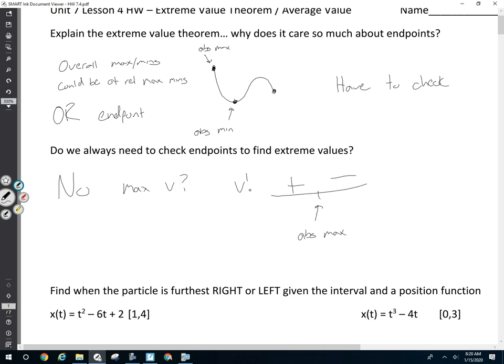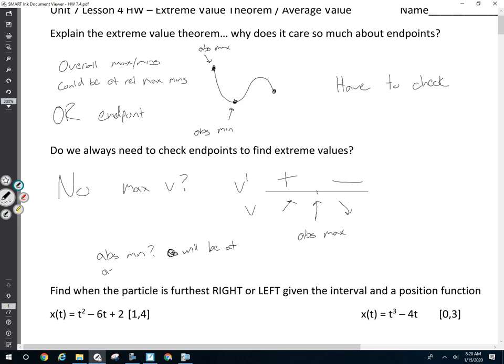Because if v prime is positive then negative, v is going to be going up then going down. So doing a sign analysis can help you eliminate what we can say are potential candidates. So that has to be the absolute min. Now, absolute max right here at this location. Now, the absolute min could be at either of the endpoints. It will be at an endpoint in this situation.